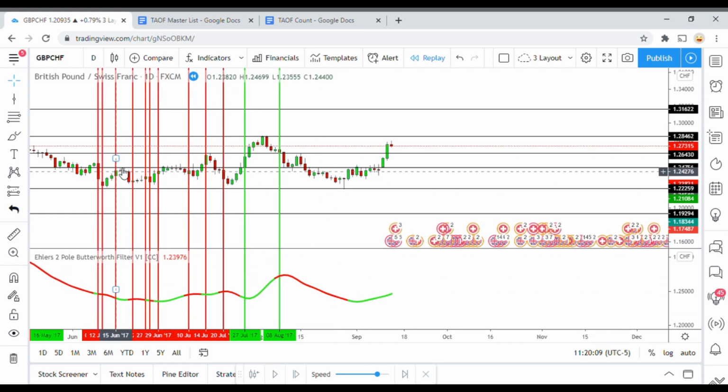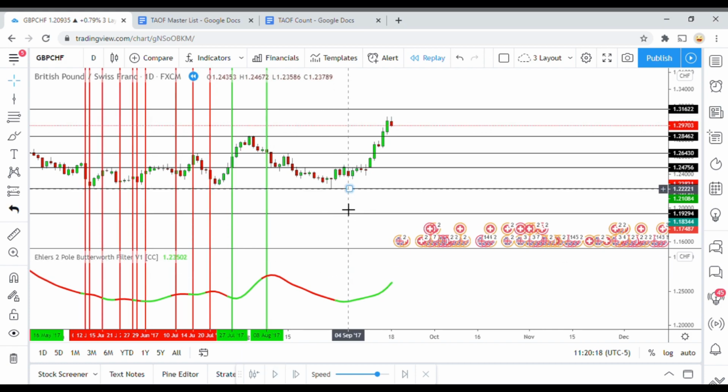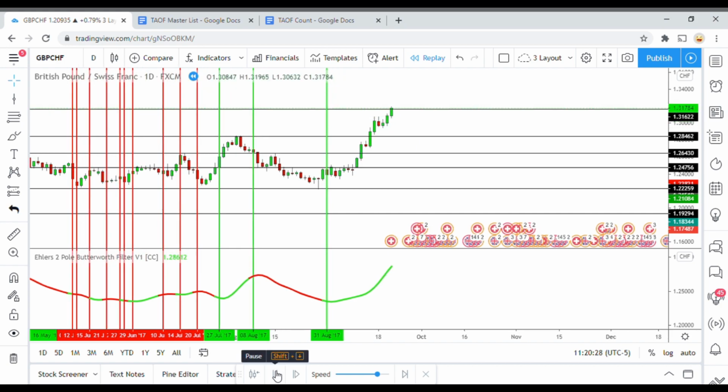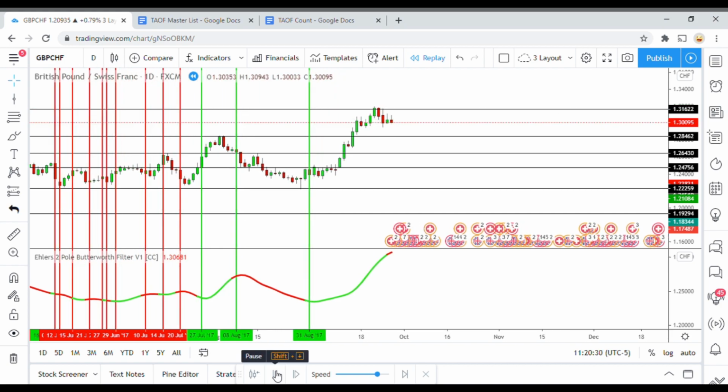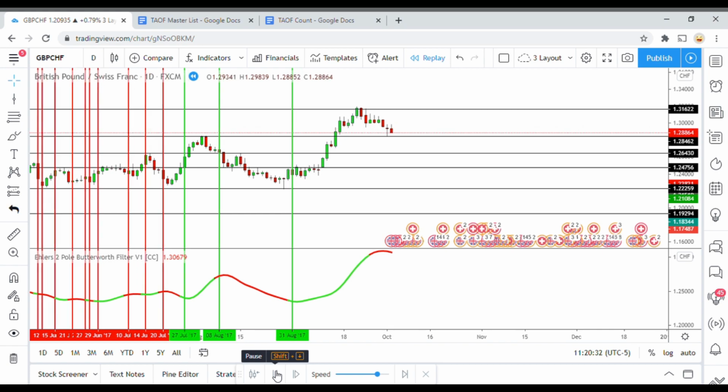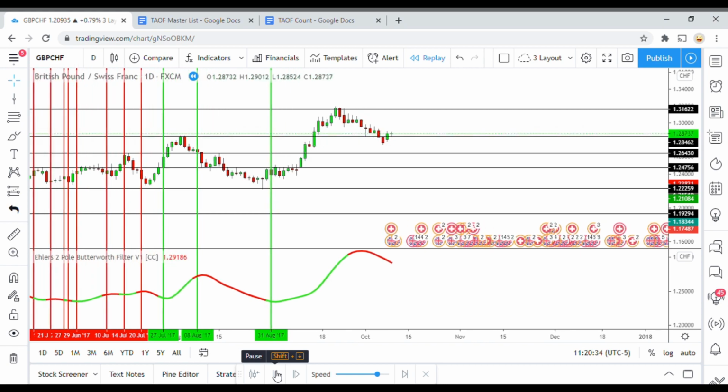See that it comes down, hits it here, comes down, tests it, comes down, tests it, comes down and tests it, and then takes off again. So that was a very high likelihood that we were going to get a bounce off this area when it came down there. Now it's pushed up really high and then rejects that area pretty quick.